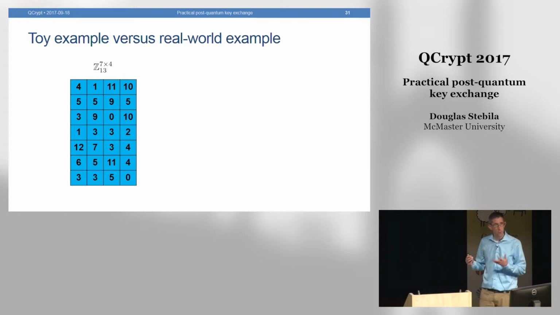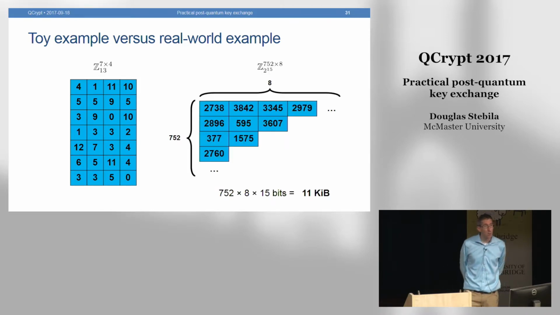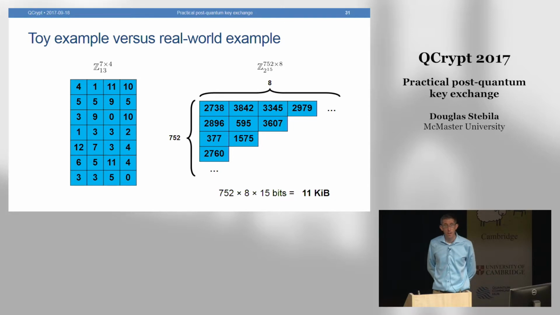So in the examples I've shown you, I've shown you this small matrix here, a toy example. But in practice, we have to use much larger parameters in order to achieve sufficient security. So for LWE, we might use a matrix that's 752 rows by 8 columns, and each entry of the matrix being chosen from 2 to the 15, say. Okay? So that ends up being a fairly large matrix, about 11 kilobytes to represent in total. And that's quite a large communication requirement compared to the crypto systems we're used to today. RSA 2048, mentioned at the beginning of the slide, only uses 2,000 bits.